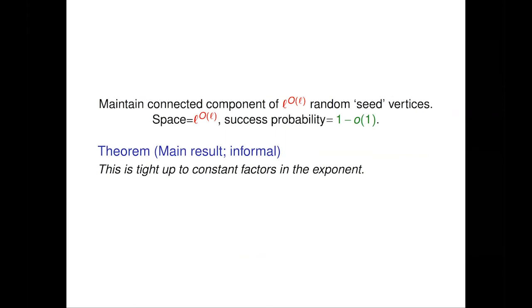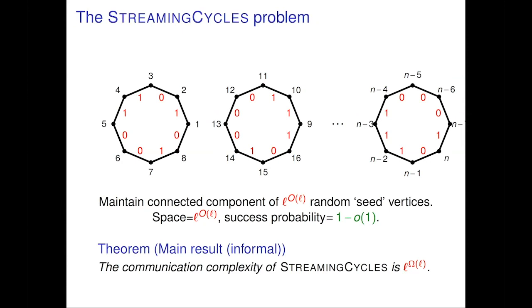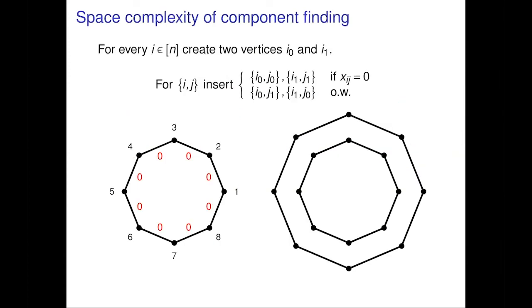So we show that this is tight up to constant factors in the exponent. And so the communication complexity of streaming cycles is L to the omega L. So the factorial dependence is needed. Good. So before I say a couple of words about how this proof goes, let me show you the implications.